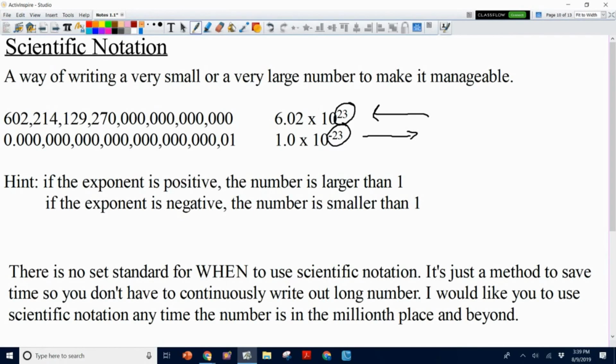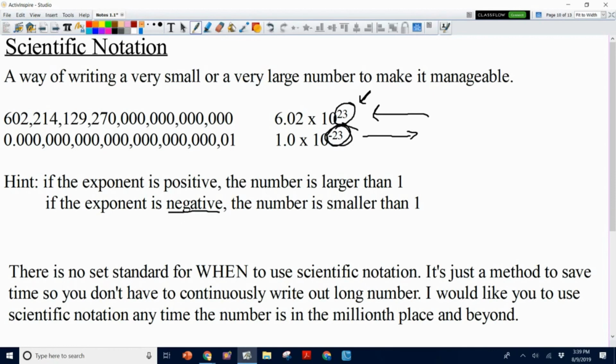Okay? Another way to think about this is the hint. If the exponent is positive, it's a number that's larger than 1. So in this first example, 602 sextillion, that is a number larger than 1, so your exponent for your scientific notation is going to be a positive number. But the second number where you have your 0.0000, that's a very, very small number, less than 1. So the exponent is going to be a negative number. We see negative 23 there.